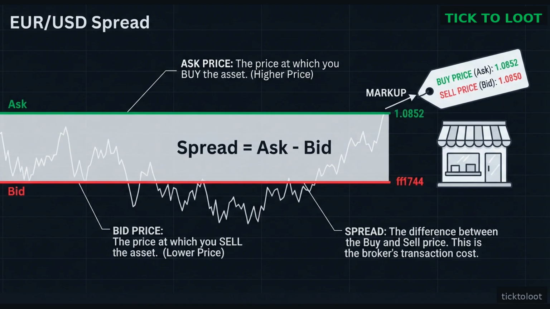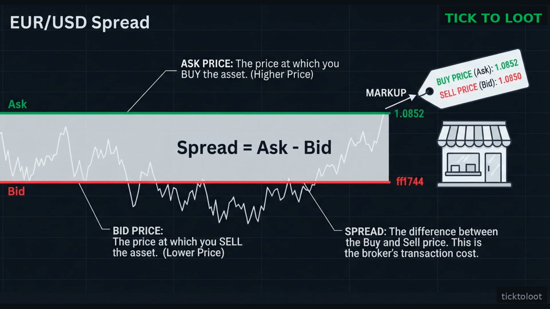The spread is simply the difference between those two numbers, measured in pips, which are the smallest price moves in Forex. For example, if euro to US dollar is quoted as 1.1050/1.1053, the bid is 1.1050 and the ask is 1.1053, so the spread is 3 pips.